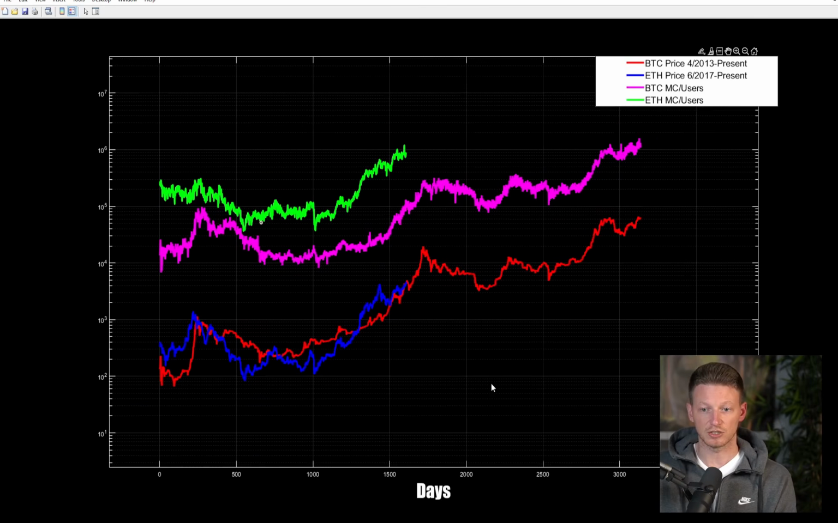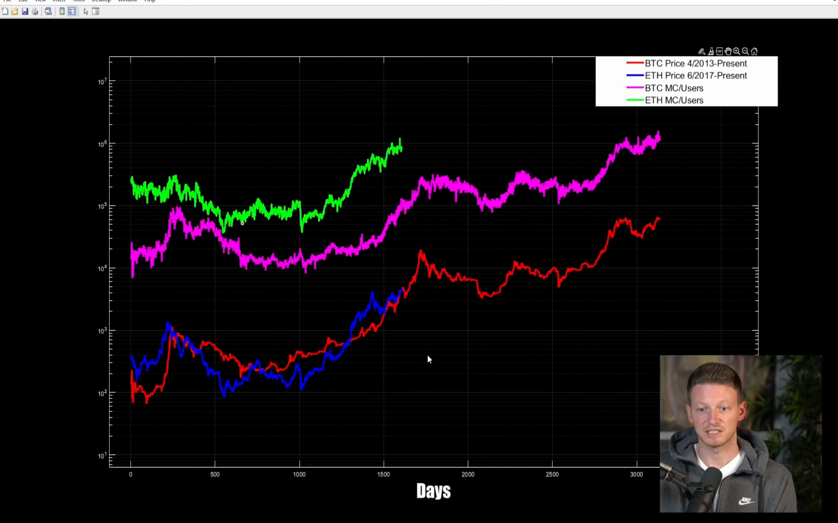Okay, so this is what we just looked at. But what this demonstrates is the market cap per user. Pink is the Bitcoin market cap divided by users, and green is the Ethereum market cap divided by users. So notice that while the price has been very much the same over this time period, the market cap has actually been much higher for Ethereum at any given point in time per network address.